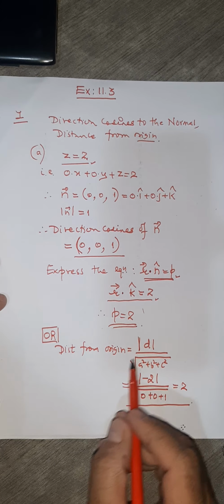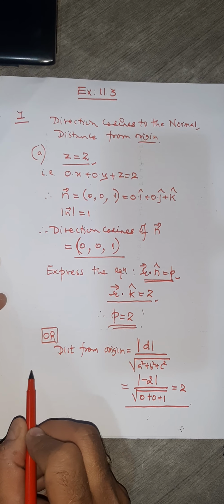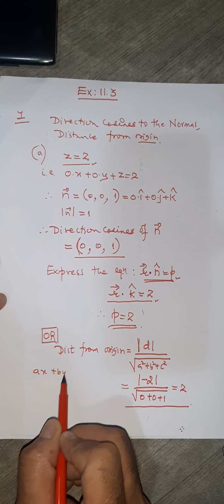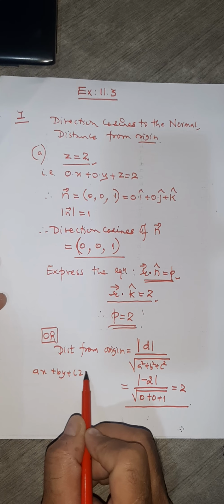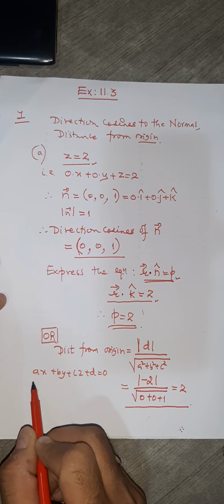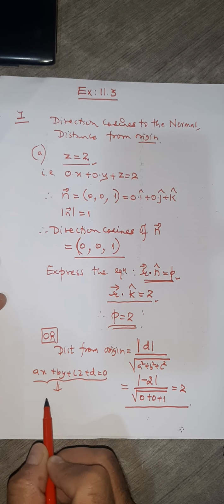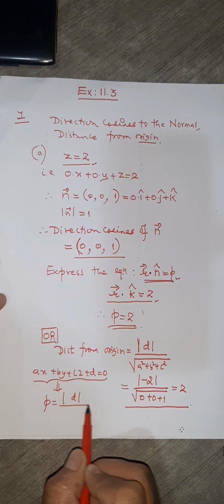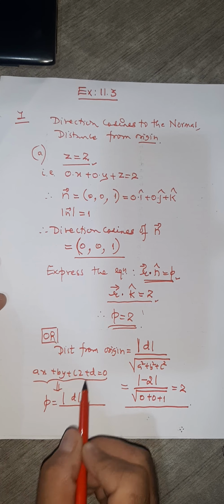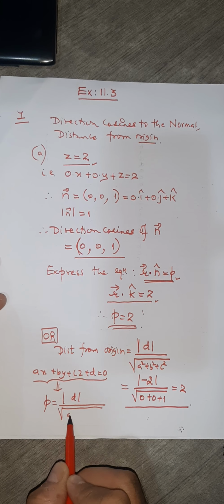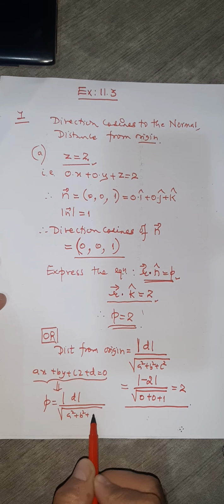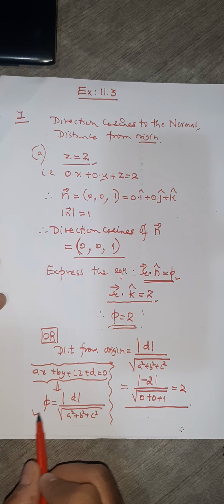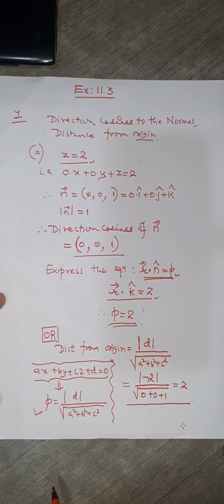Which formula have we used? Just reminding you, if this is the equation of the plane, ax plus by plus cz plus d equals to 0, then the distance from the origin, let me call this small p, is modulus of d upon root of a square plus b square plus c square, where a, b, c are the coefficients of x, y and z. This is what I have used here, right? We already stated it in the theory portion.